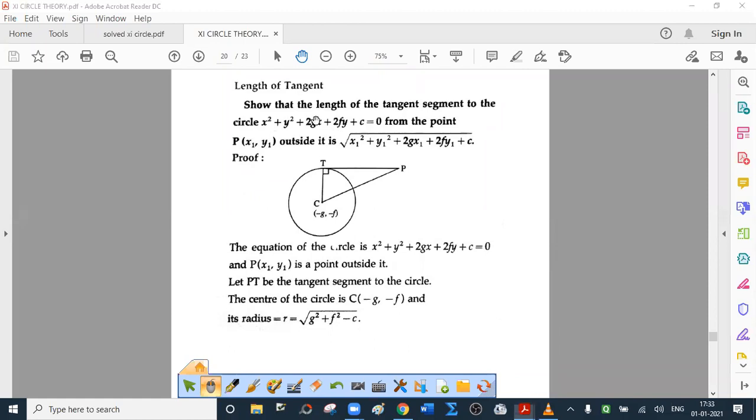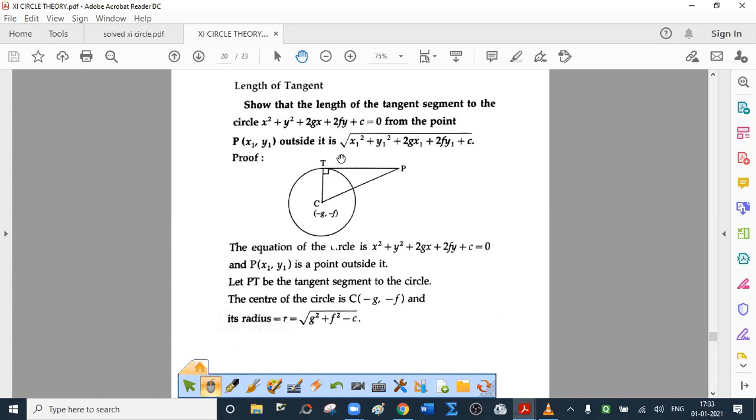See, this circle is considered because from this we can obtain the formula for length of tangent segment to a standard circle also, right? So show that the length of tangent segment to the circle x square plus y square plus 2gx plus 2fy plus c equal to 0 from the point P(x1, y1) outside it is root of x1 square plus y1 square plus 2gx1 plus 2fy1 plus c.